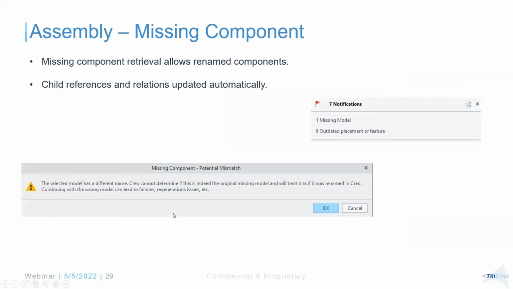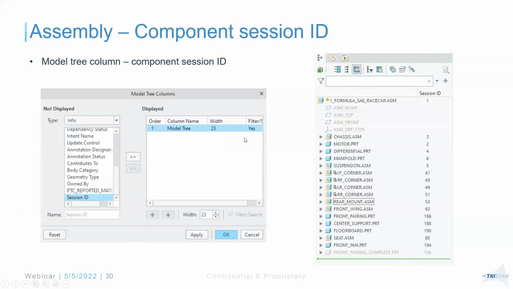That's now allowed. And if you don't use Windchill and you renamed some components and it fails, now you can go select a part that is not of the same name. It gives you a warning, but if it's the same part that you renamed, you're able to select it and reestablish those references. So that's kind of neat for our customers that work with file folders, I think.